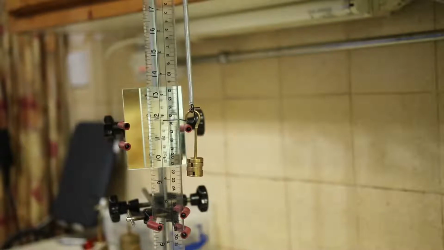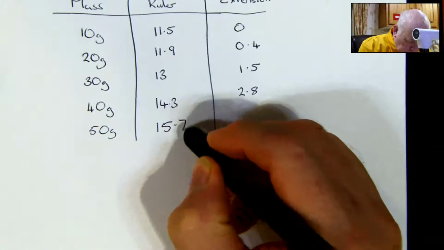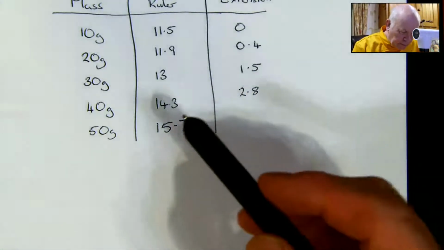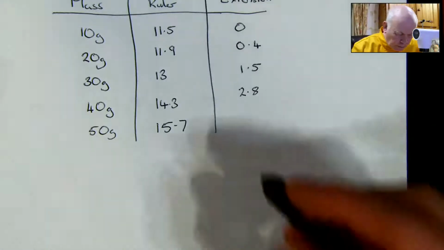And I think we're on about 15.7. So our extension here is going to be simply 15.7 minus our 11.5. So we've got there 4.2.